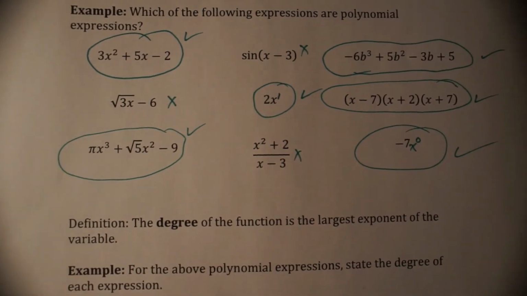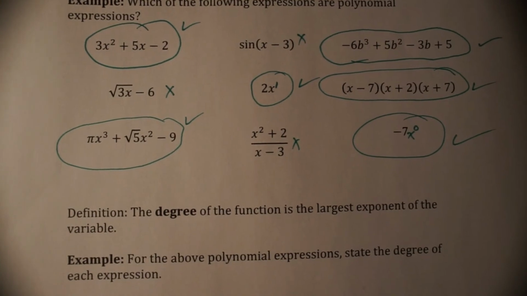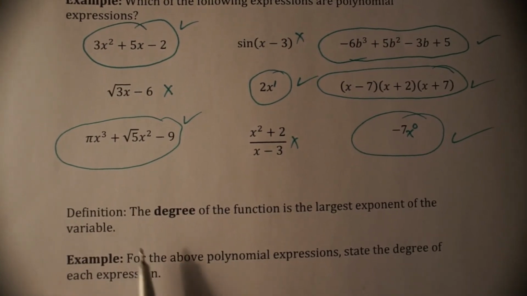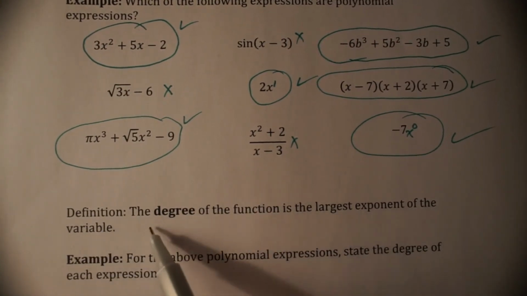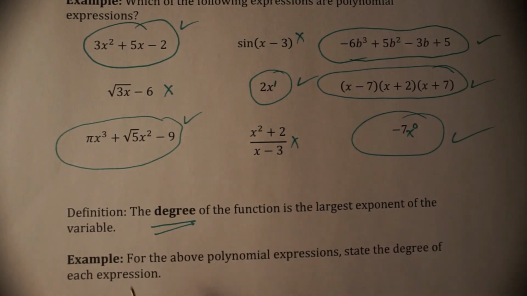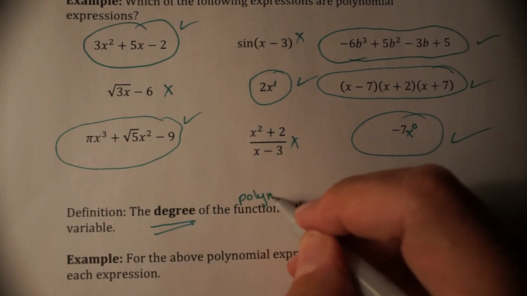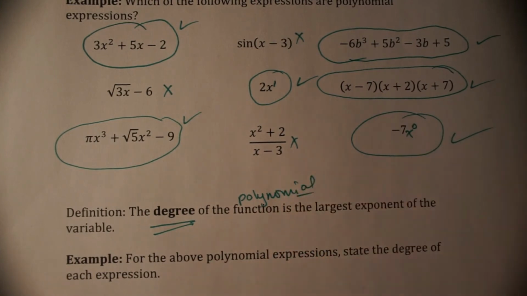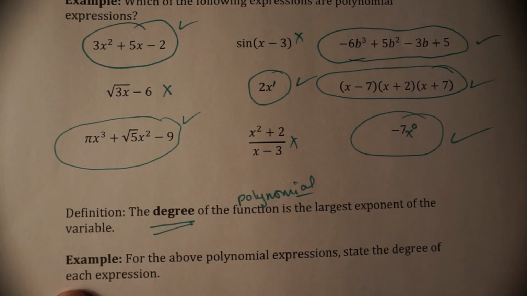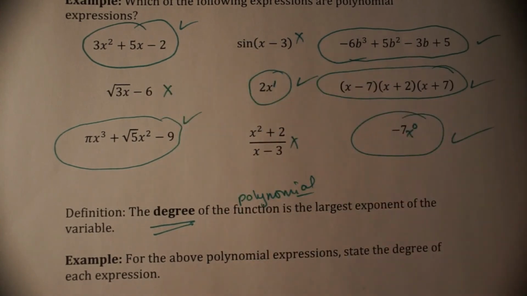Okay, so we've gone through and looked at a lot of different examples. Now we're looking at a different definition. This one is the degree of the polynomial. The degree of the function, or the polynomial function, is the largest exponent of the variable in the function. So, for example, it says, for each of the above polynomials, state the degree of each one. So I'm just going to write beside the ones that I already have up here, the degree.